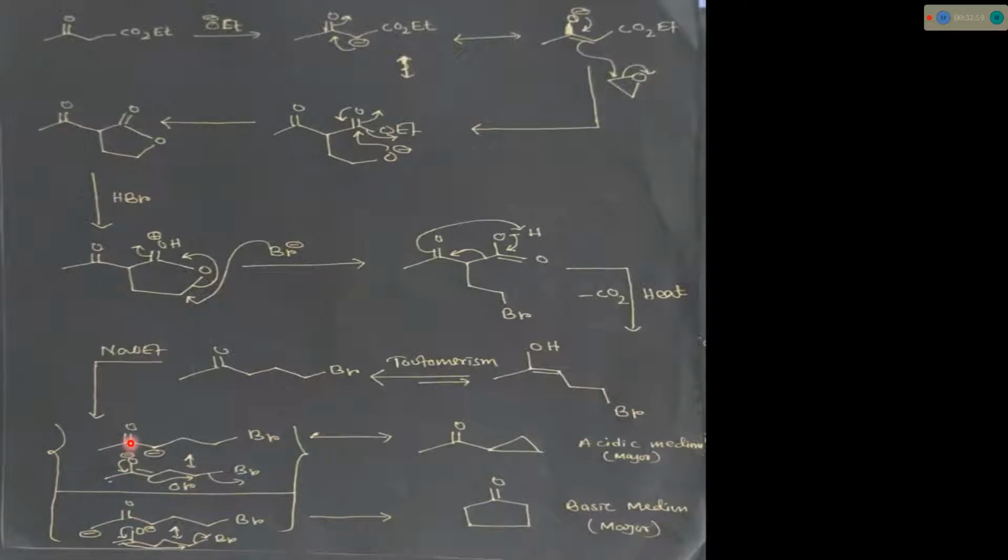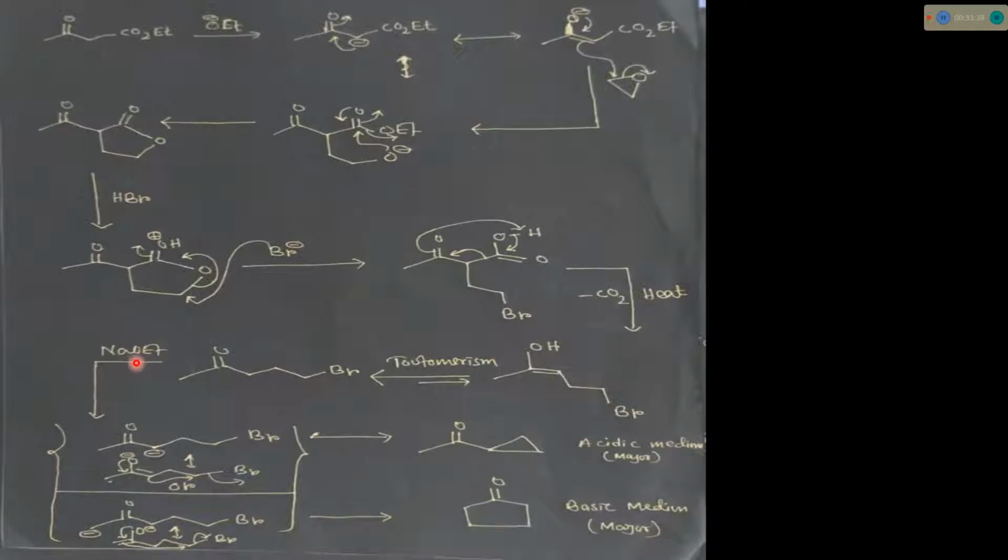Now if this secondary carbanion attacks this carbon, that is intramolecular, this is also an intramolecular substitution or displacement, it will form a 3-member ring like this. If this primary carbanion attacks this carbon, it will form a 5-member ring. Also see, this is less stable, it forms a cyclopropane ring. This is more stable, it forms a 5-member ring. So among these, this cyclopentanone is the major product.